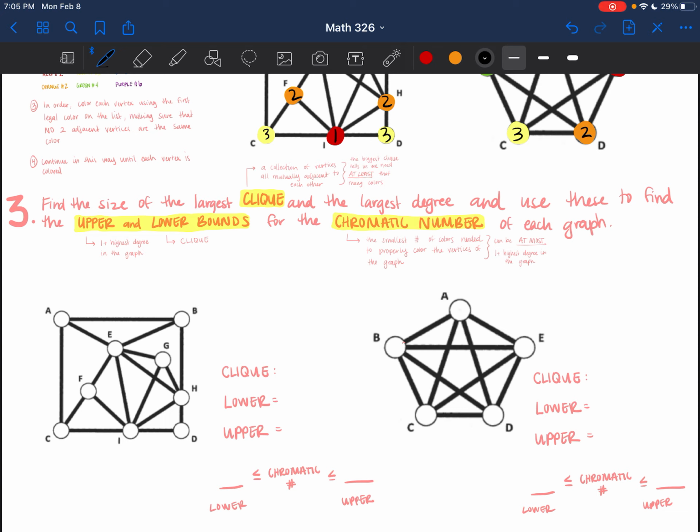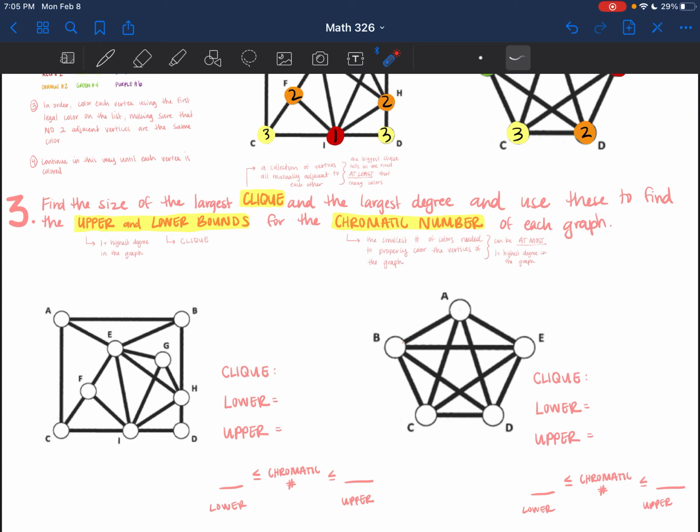So I told you what a clique was, and the biggest clique of a graph tells us we need at least that many colors. And then we remember what a degree is from previous lectures, but it's how many edges are touching a vertex. So this one would have a degree of 4 because there's 4 edges touching that vertex. And then upper and lower bounds. The upper bound, actually I'm going to explain chromatic number first. So chromatic number is the smallest number of colors needed to properly color the vertices of the graph.